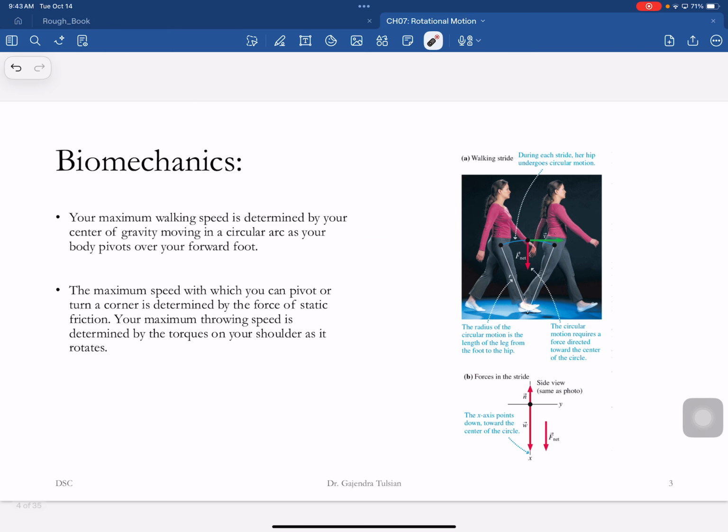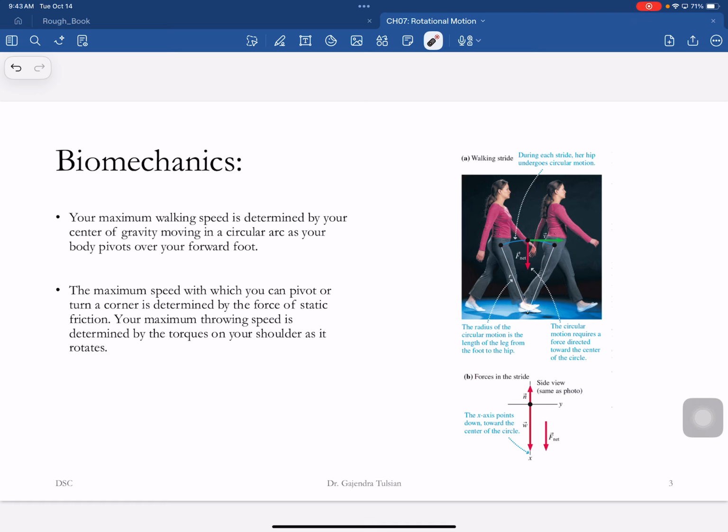We'll apply this to you walking. When you walk, here's what happens. Here's your foot, and your center of mass pivots over this foot. And look at that. Your center of mass is going in a circle, and it essentially goes at a constant speed. So this is part of a uniform circle.